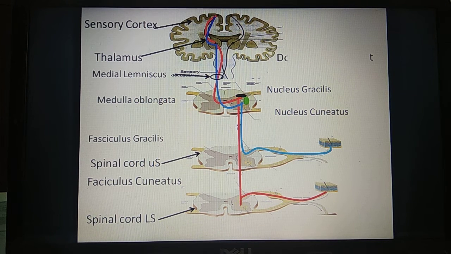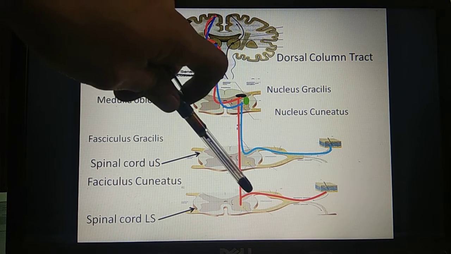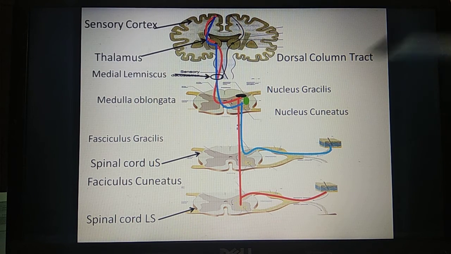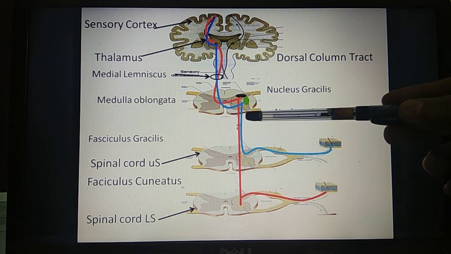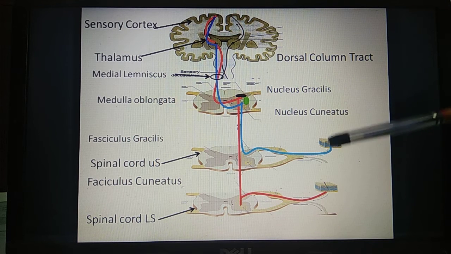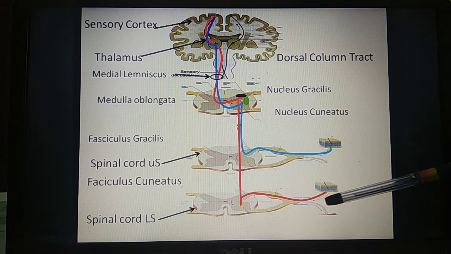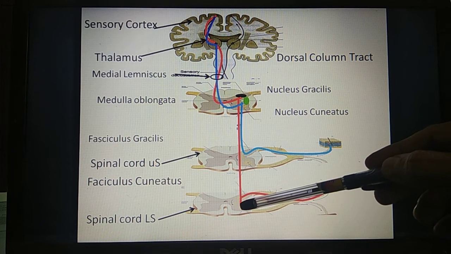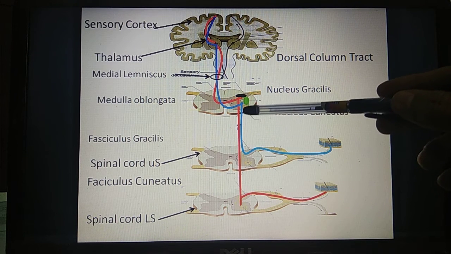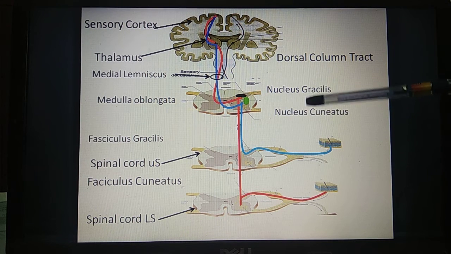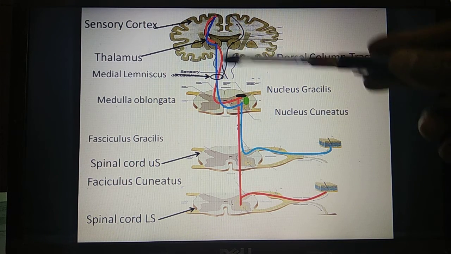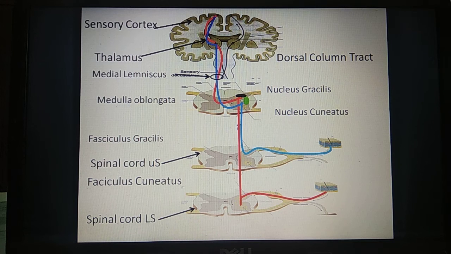Now this tract is called the dorsal column tract, as it is going dorsally in the spinal cord. Okay, is it clear? So this is the dorsal column tract arising from the skin, going on the same side without any synapse up to the medulla oblongata. Here it synapses with nucleus gracilis and nucleus cuneatus, crosses to the opposite side and goes up to the thalamus, and from there to the cortex.